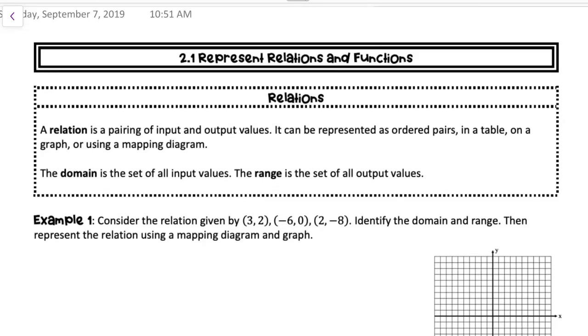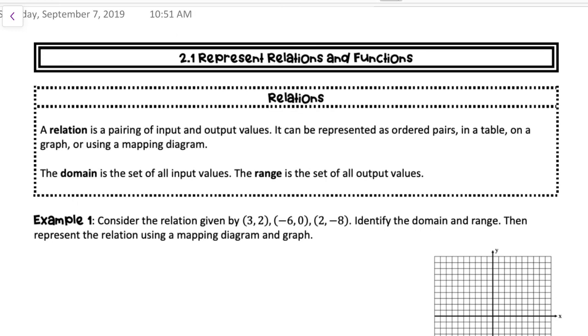Alrighty, so we are starting chapter 2, which is all about linear functions. So in order to jump into linear functions, we talk specifically about what on earth a function is in section 2.1. So we are representing relations and functions. So a relation is just a pairing of an input and output values.